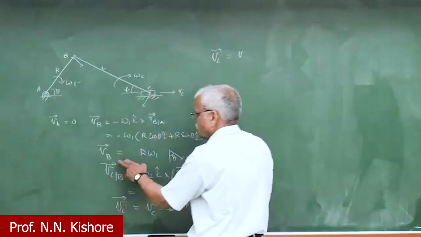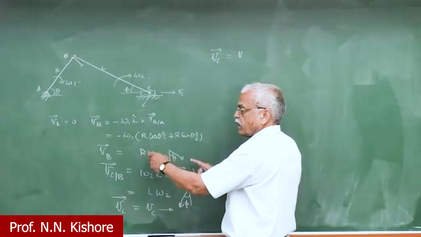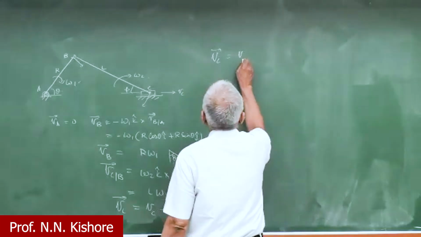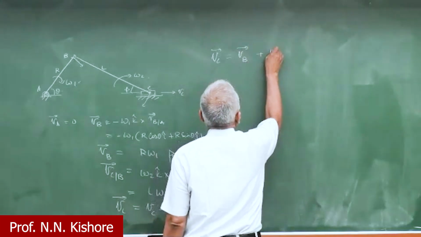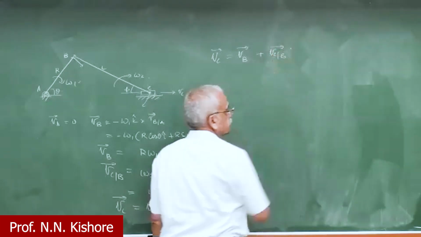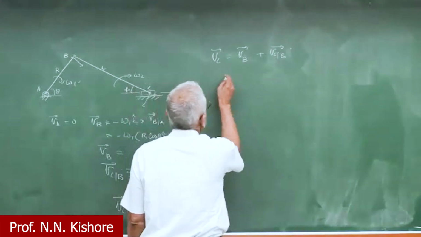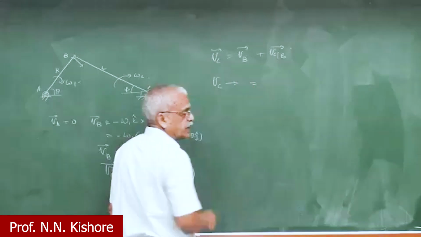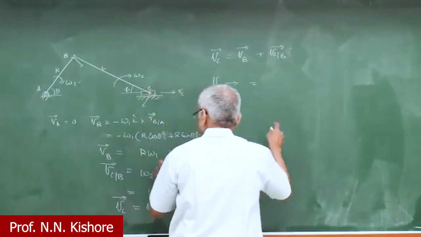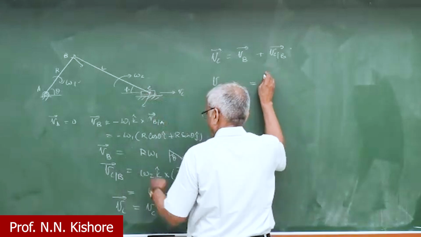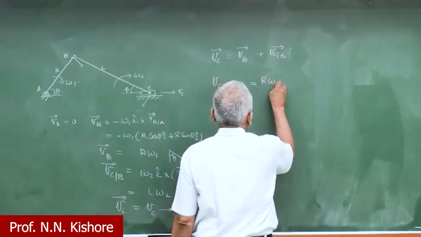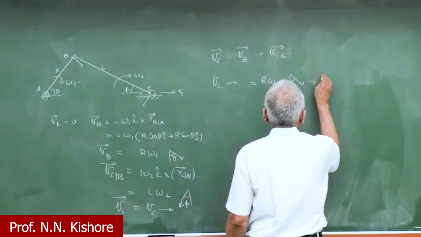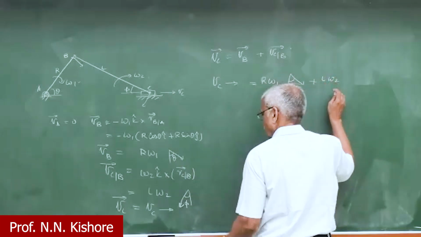But this is right, because r omega 1 is the magnitude and it is at an angle of theta with the vertical. So now I can write this in vector representation, and I have r omega 1 and L omega 2.